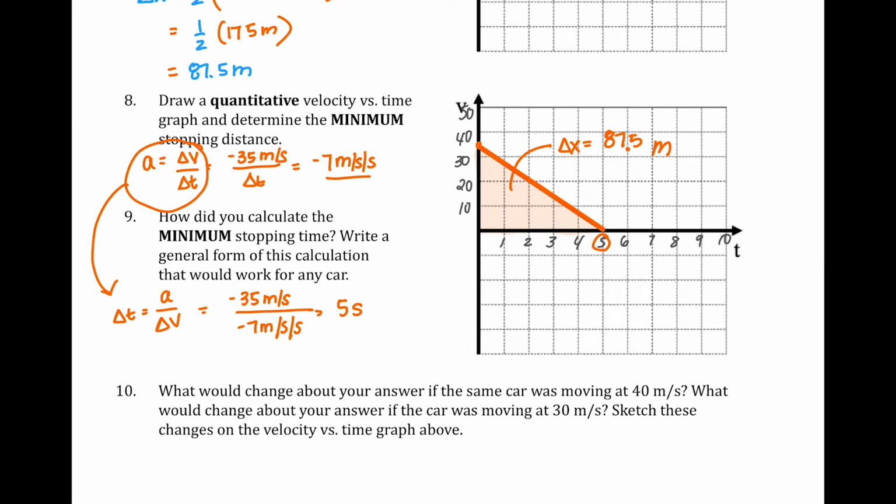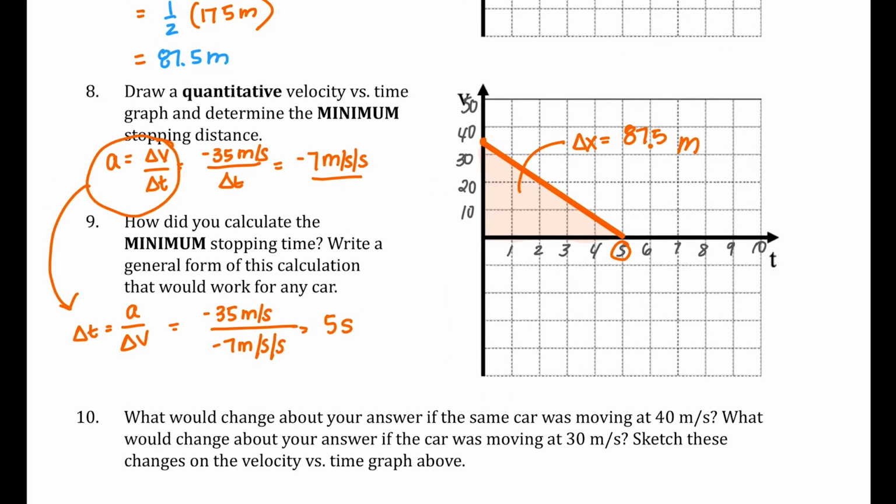What would change about your answer if the same car was moving at 40 meters per second? So at 40 meters per second, let me choose a different color. Okay, so we have 40 meters per second right here. So that means that the car with the same slope is going to be about that much. Okay. And if it was 30 meters per second, then we're going to have a car that reaches about that much, right?